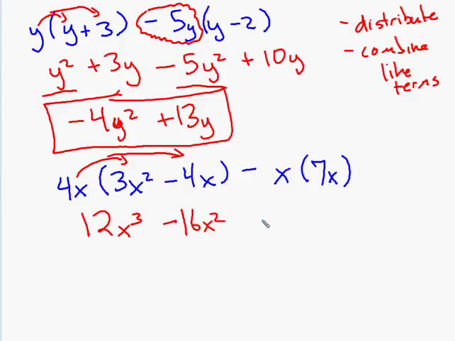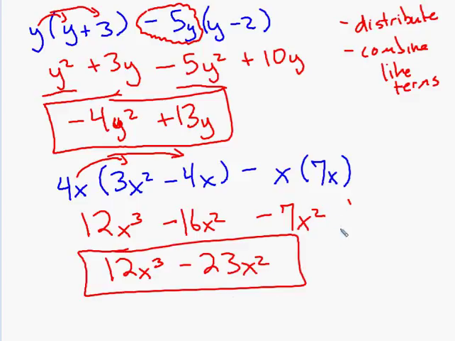And then next thing, what do I distribute? You distribute negative x, and get negative 7x squared. Okay. Now we combine like terms. I wouldn't call this a trinomial. I don't classify until I'm done. So we get negative 23x squared. And that's our final answer.